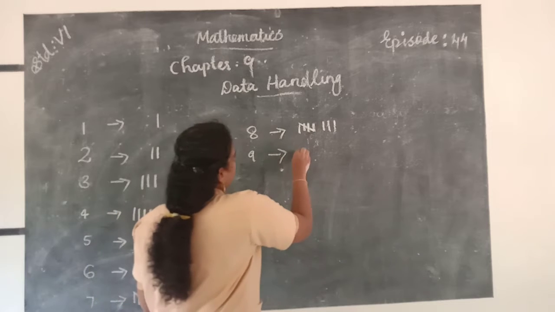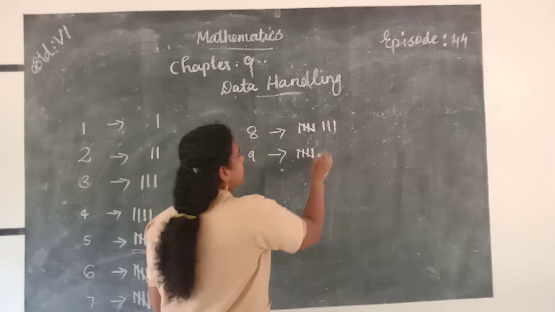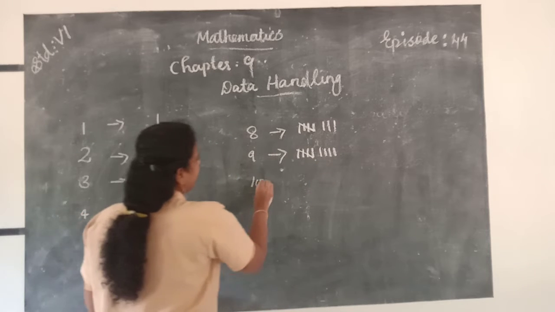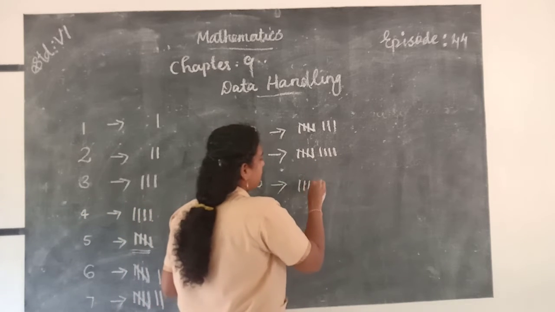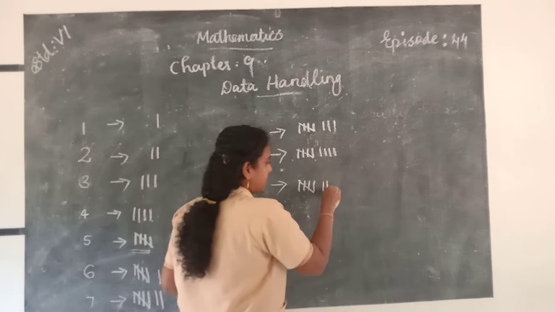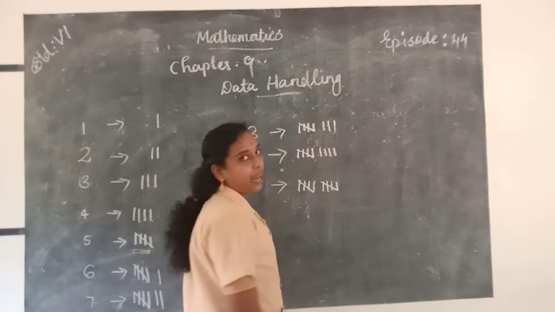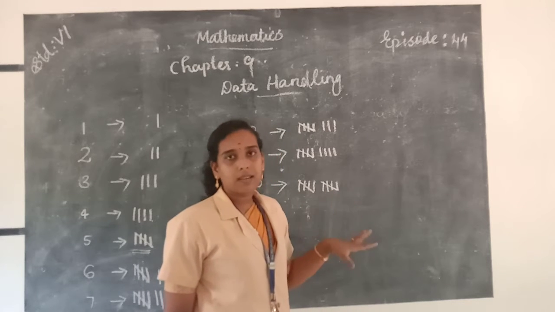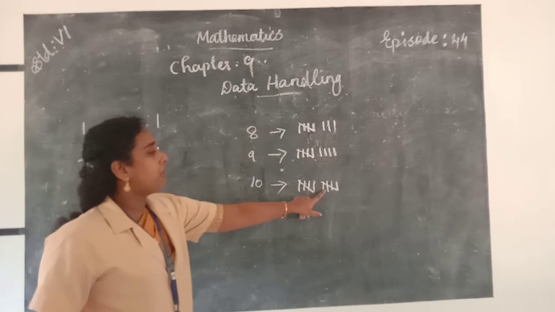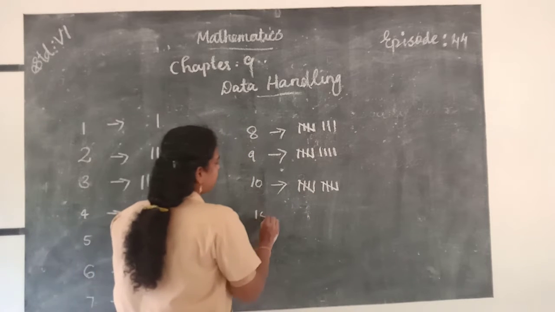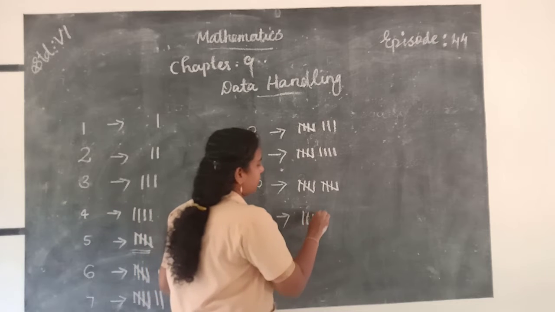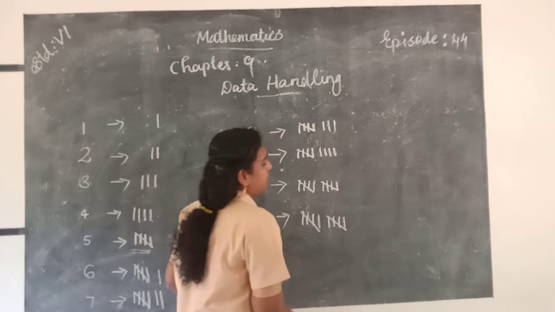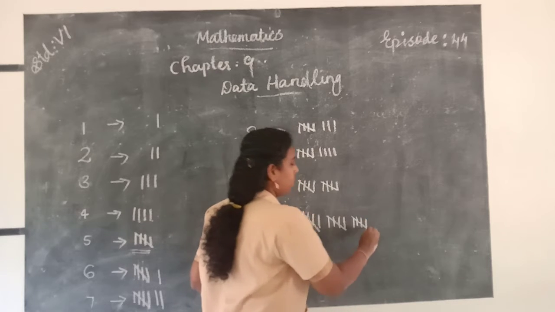Then 9 is 1, 2, 3, 4, 5, 6, 7, 8, 9, which is 5 plus 4. Then 10: first draw only 4 vertical lines and the fifth one is the diagonal across them, so 5 plus 5 is 10. If you represent 15: 1, 2, 3, 4, 5, again 6, 7, 8, 9, 10, then 11, 12, 13, 14, 15.